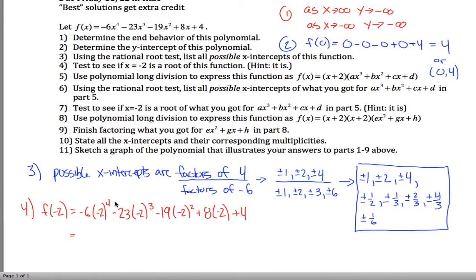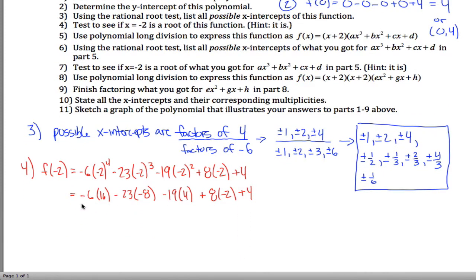So let's see, negative 2 to the 4th power is 16. So I have negative 6 times 16. Negative 2 to the 3rd power is negative 8. Negative 2 squared is positive 4. And I guess nothing to do here. Negative 2 and 4.